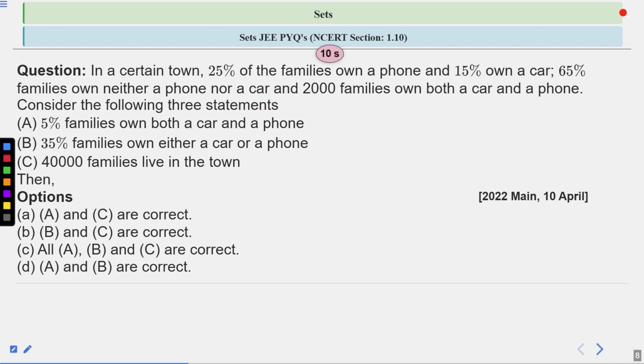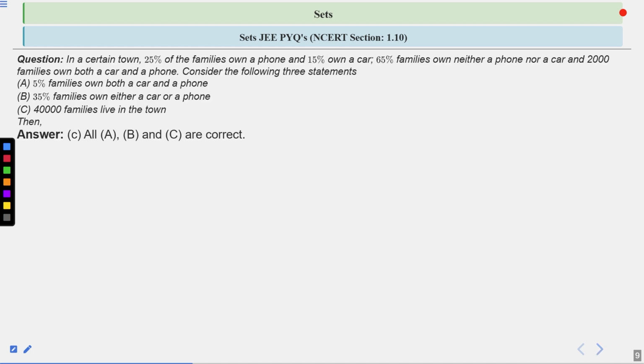So please do try this problem. We will provide you some time to understand the problem and try it. Afterwards we will move to the solution slide. So your time starts now. Let us move to the solution slide. So now the correct option is C, which says that all three statements provided to you are correct.